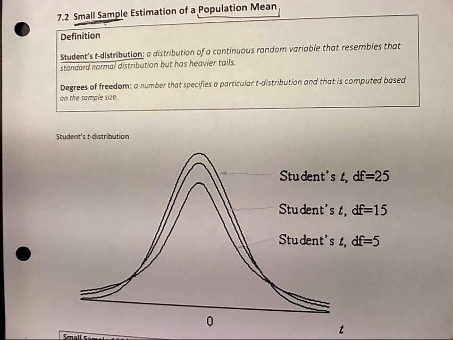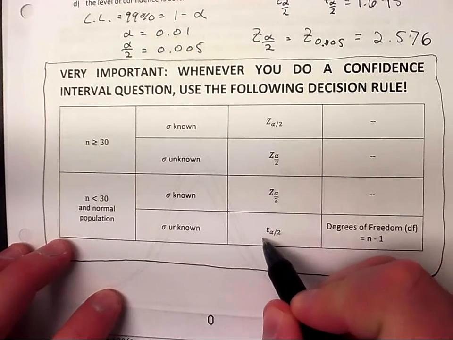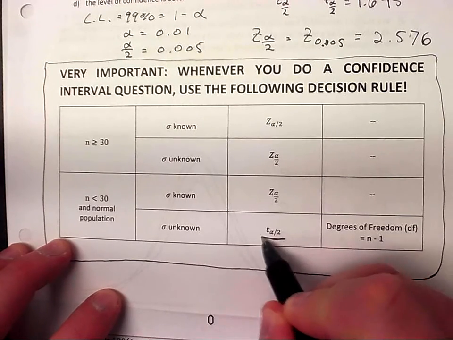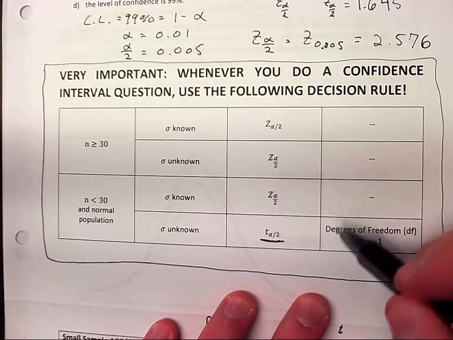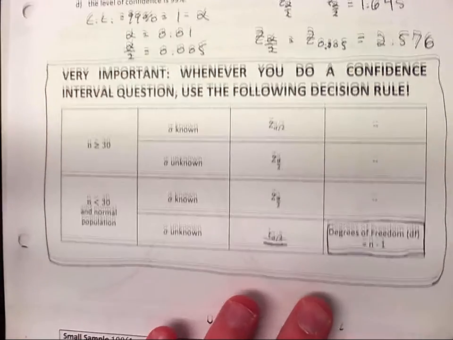But whenever we look at Student's t-distributions, if we go back to this page that we had just before, if you look down here, at the Student's t-distribution, we have these things that are called degrees of freedom.